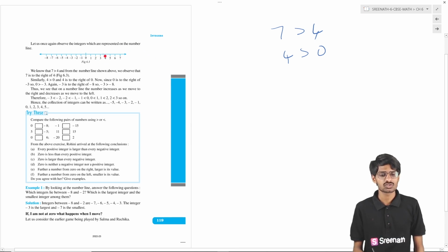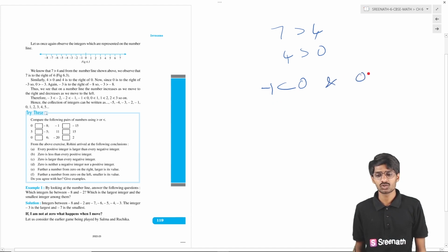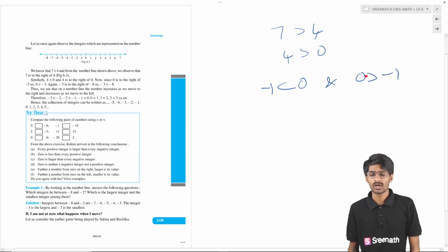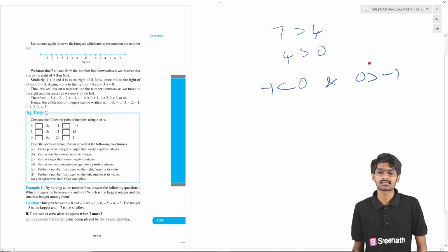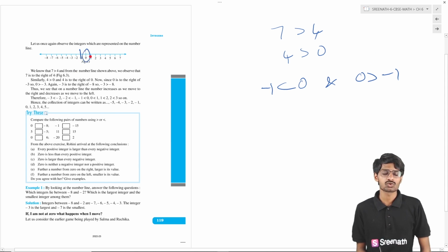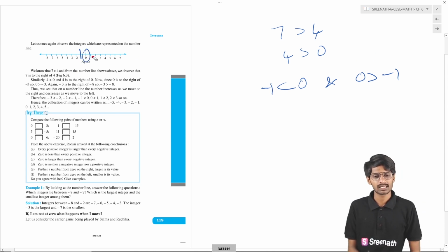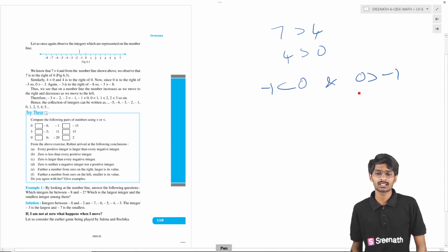That is the conclusion. If you carefully observe, -1 is less than 0. What is the relation between -1 and 0? So -1 is less than 0, and 0 is greater than -1. Why, sir? Because 0 is on the right side of -1. -1 is here, and to the right side there is 0. So right side numbers are greater. So finally 0 is greater than -1.